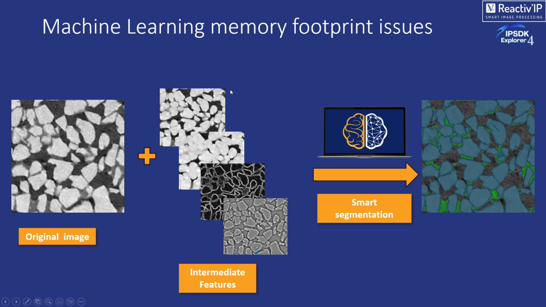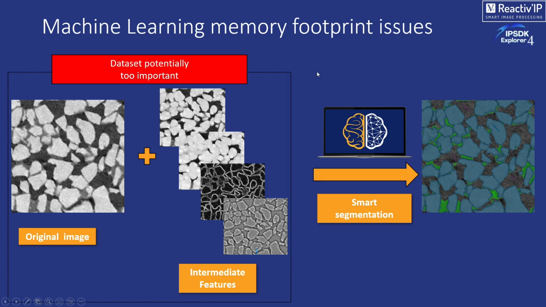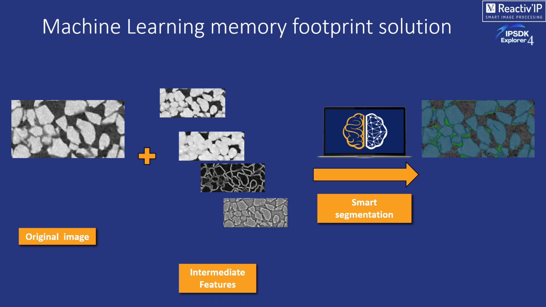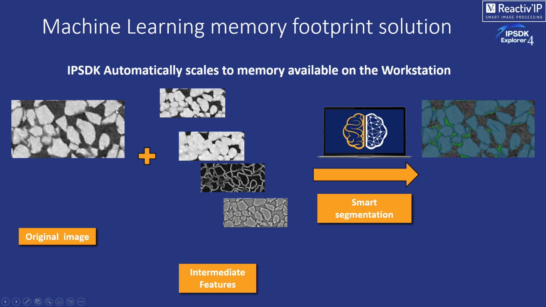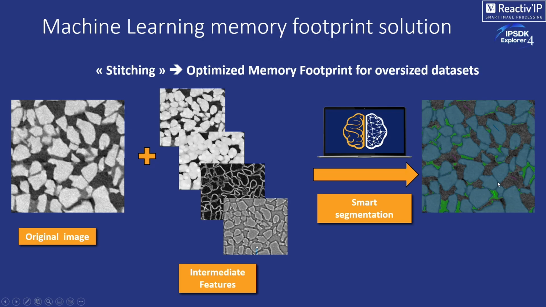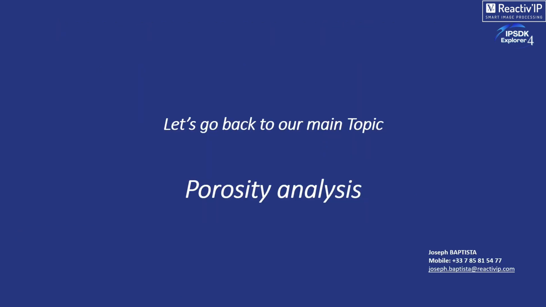So if you just apply it straightforward, your data set will be too big and you will just crash your machine. So we have a smart implementation which will say, okay, I need 100 gigabytes of computation. I only have 50 gigabytes in my machine. No problem. In that case, let's just split that and compute the first half, the first 50 gigabytes. I store my result. I will compute my second half. I store my result, and then I just need to stitch it. So IPSDK automatically will be able to adjust to the memory that is available on your workstation. And you will not have any more crash issues on that.